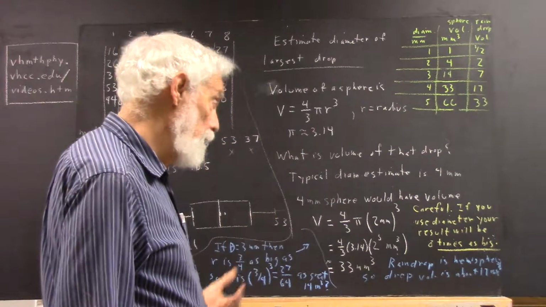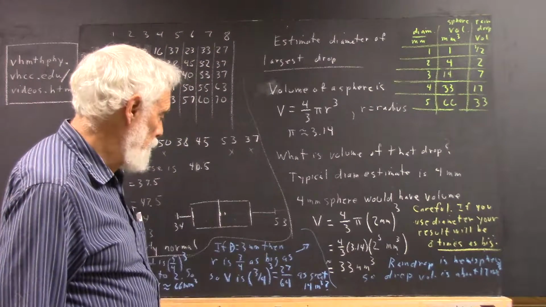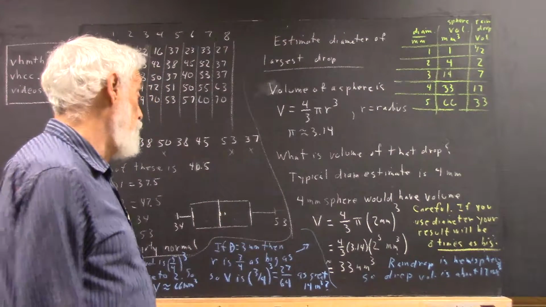We're cubing the radius, so the radius would change by a factor not of 3/4. We wouldn't get 3/4 the volume. We would get 3/4 cubed times the volume. Now 3/4 cubed, you should be able to do that in your head.